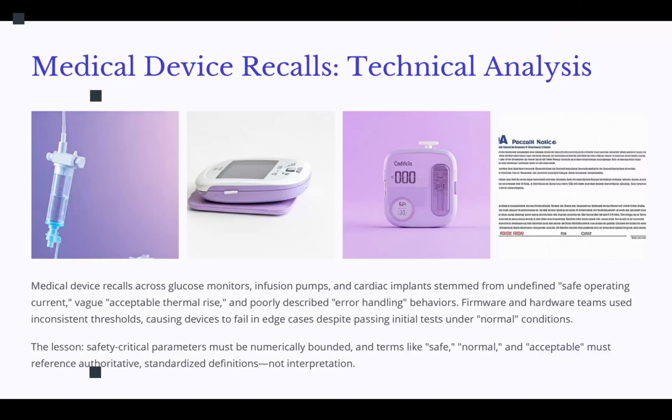What was the ambiguous terminology? For example, the statement says "safe operating current." Simply that. What is safe operating current? Which current? How do you define safe? How do you measure if it's safe or not? How do you control it if it's not safe? Or they mention "acceptable thermal rise." Thermal rise of which part of that piece of equipment? What is the acceptable temperature rise? What is the unit that you use?